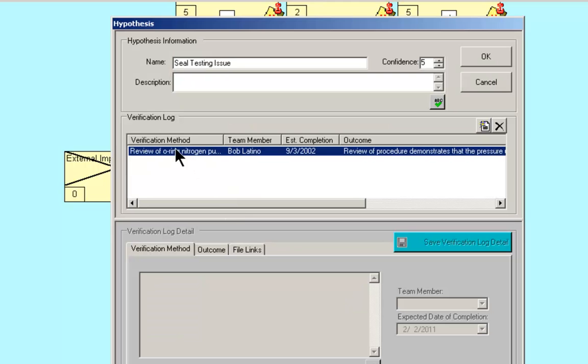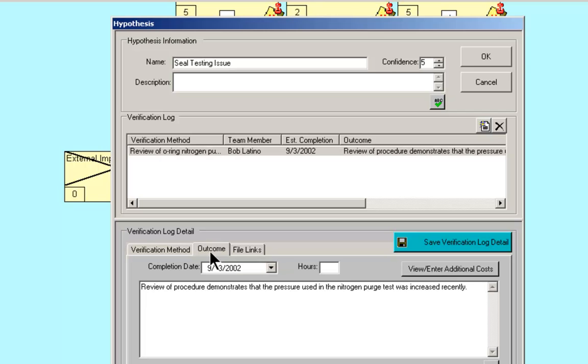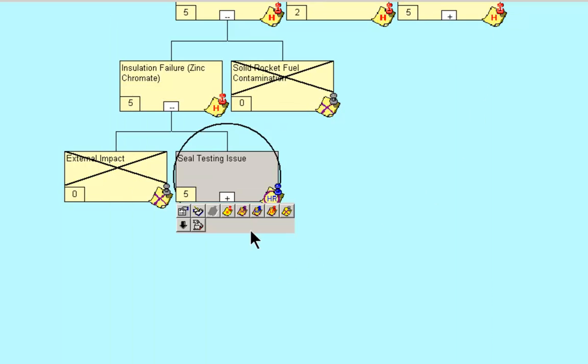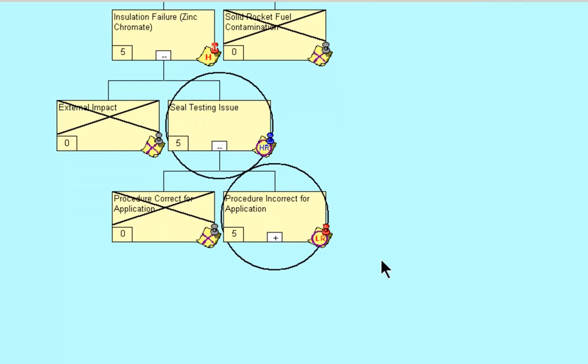Let's take a look at the seal testing issue. A review of the O-ring nitrogen purge testing procedure demonstrates that the pressure used in the nitrogen purge test was increased recently. Well, why was it increased? The procedure was either correct for the application or it was incorrect.